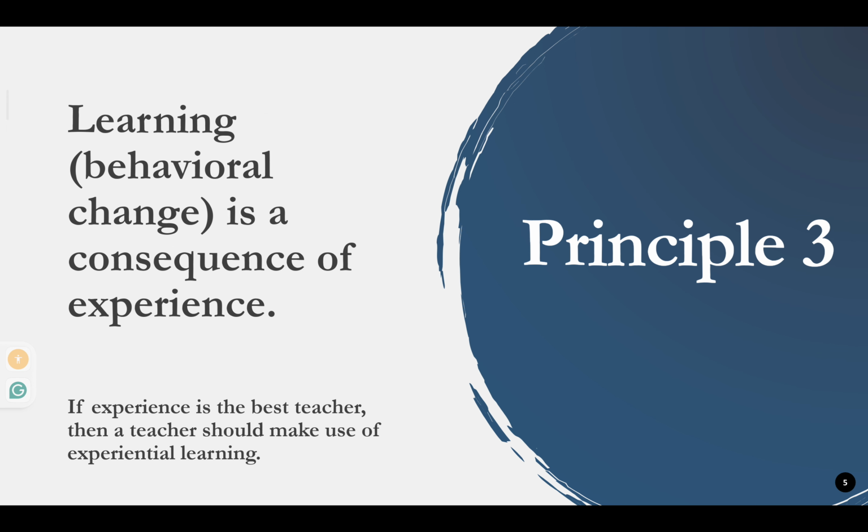The next principle is learning behavioral change is a consequence of experience. No? So people become responsible when they have really assumed responsibility. They become independent when they have experienced independent behavior, right? And they become able when they have experienced success. And they begin to feel important when they are important to somebody. And they feel liked when someone likes them. So that's human nature, no?